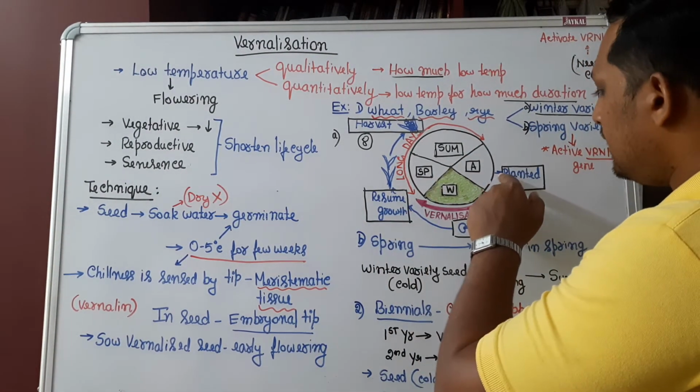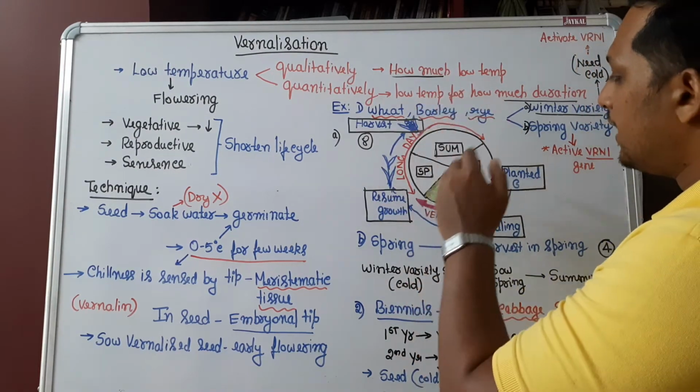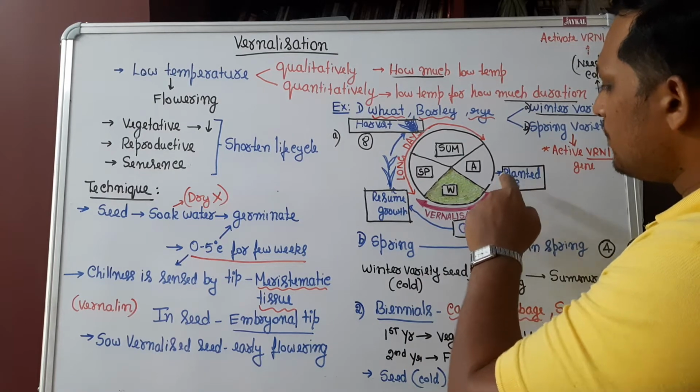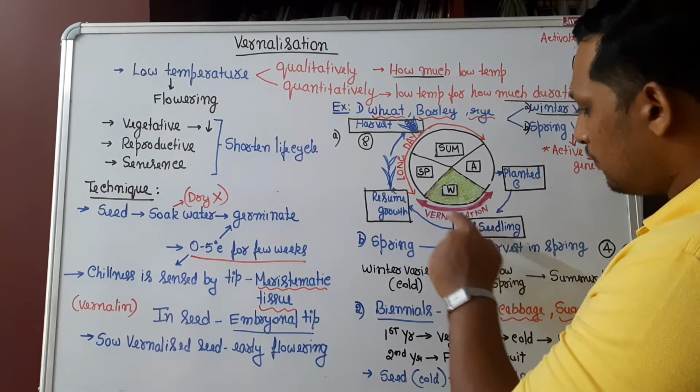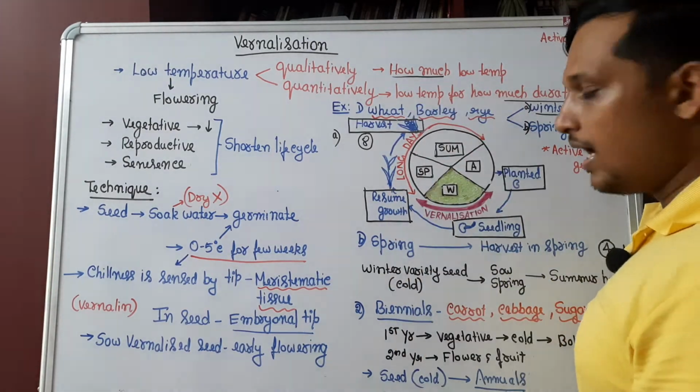In summer it is not going to produce flowers as well as fruits. Hence naturally, without any artificial vernalization, if you want to get seeds out of a winter variety, sow them in autumn, they resume growth, there will be seedlings in winter, vernalization will take place, they resume growth in spring, and in summer you can harvest.